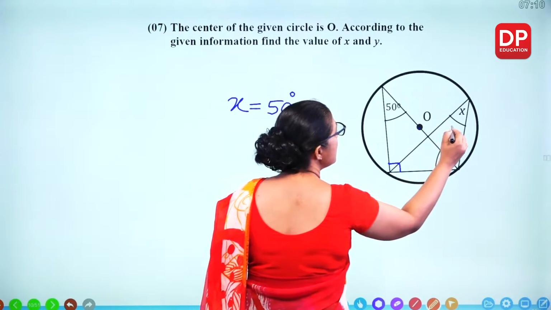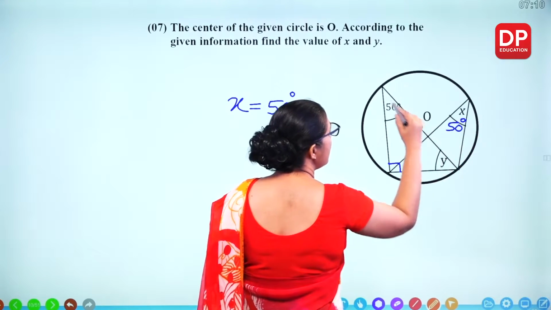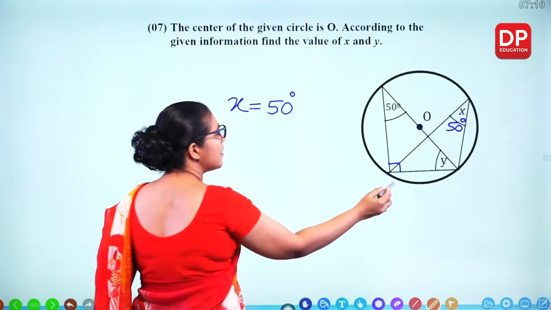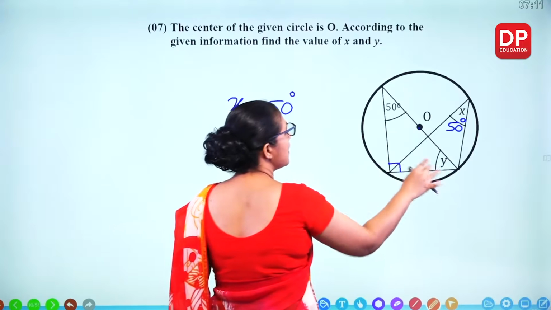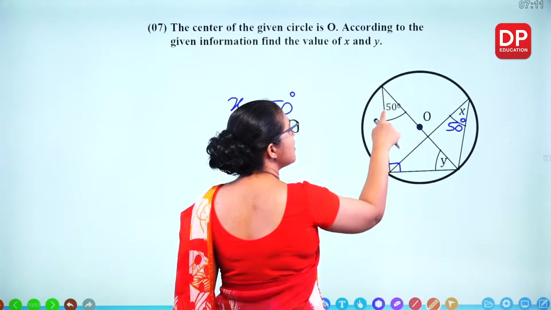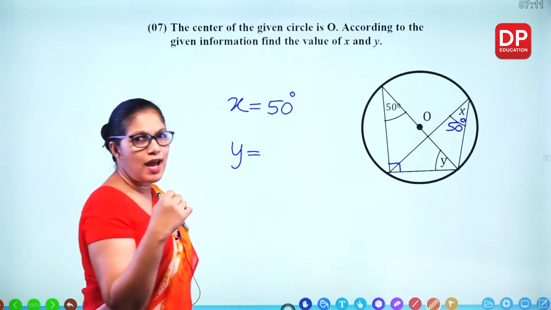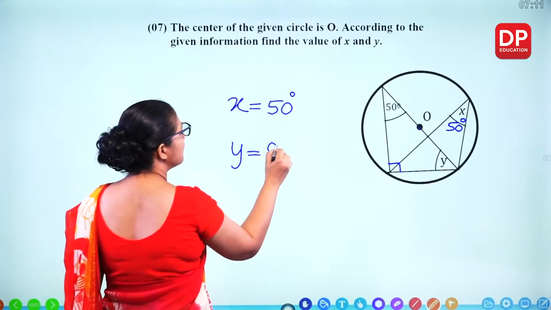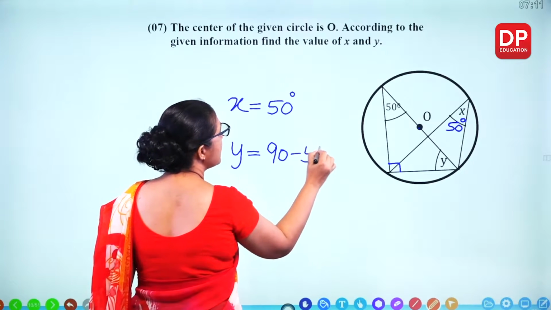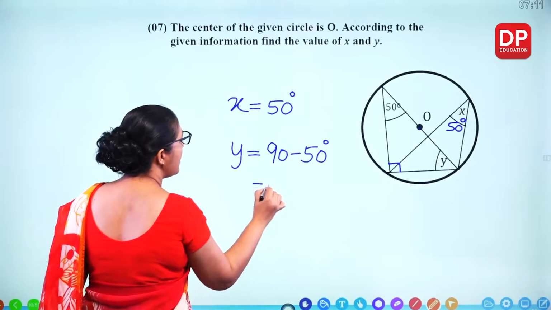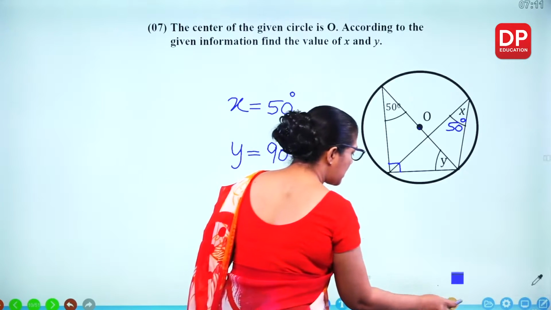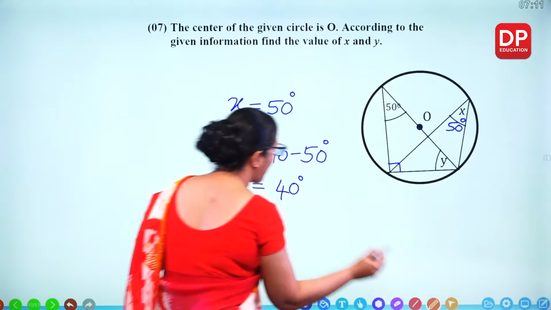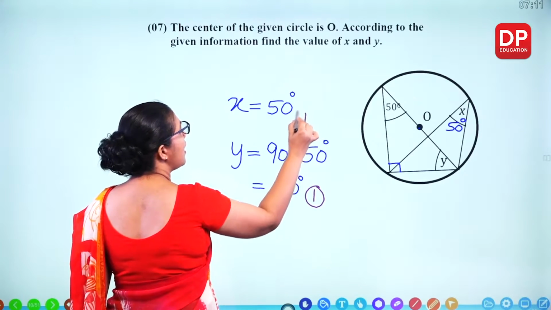This is 50, and when you take the triangle, what's the y value? These two should be 90. So, 90 minus 50, because sum of angles in a triangle is 180. So, you get y equals 40. So, 1 mark here and 1 mark here.